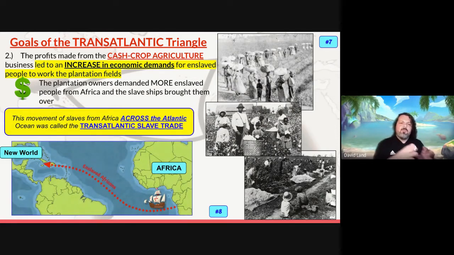And so this movement of slaves from Africa to the New World is called the slave trade, the transatlantic slave trade. And it grows, and it's disgusting, and it's horrible, because basically the economics of the New World is going to be built on the backs of these African enslaved peoples. And it's totally wrong, and it's totally disgusting.